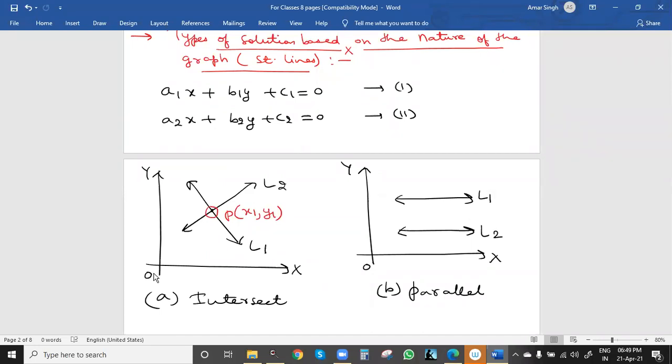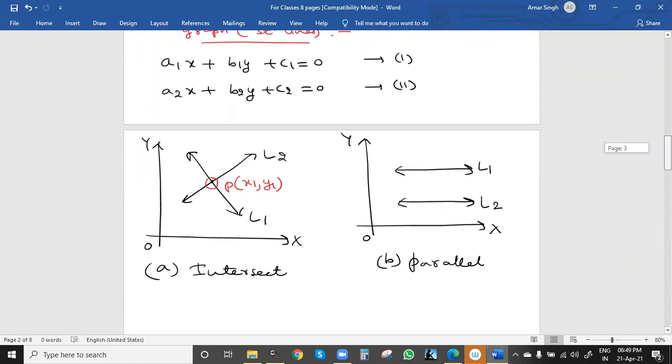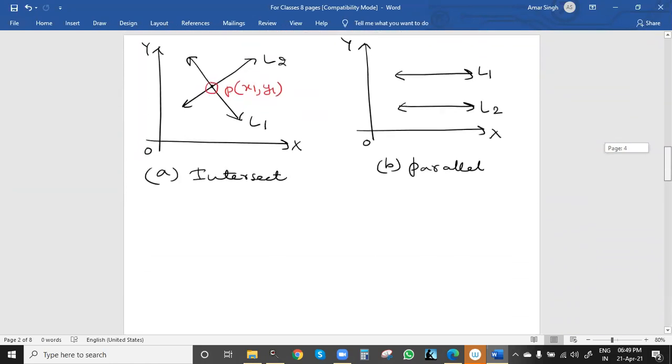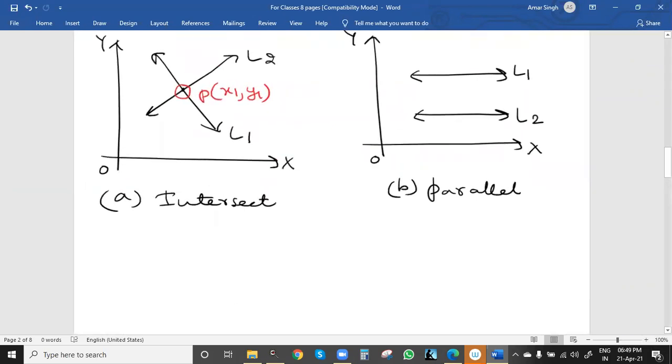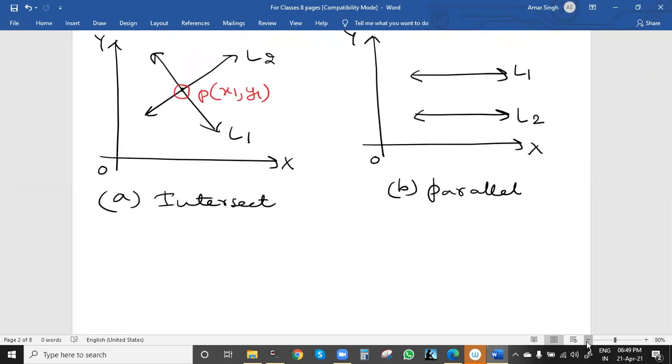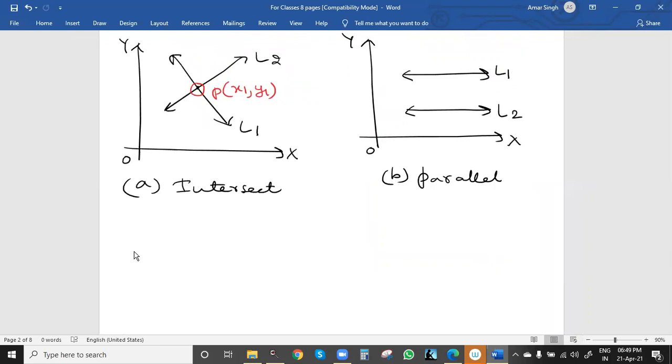The first one was lines can intersect, because the two lines we get after making the table and drawing the graph on the xy plane. Second case, lines can be parallel. One more case will come, the third case. Lines can coincide also. Let me plot that also. Only these three cases, no more than these. This is the last case.